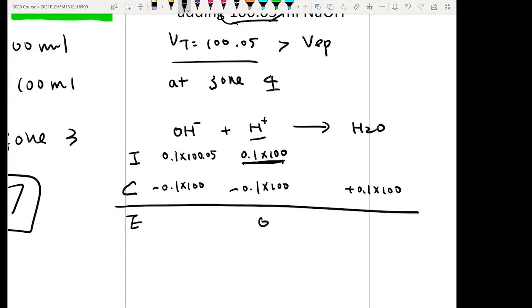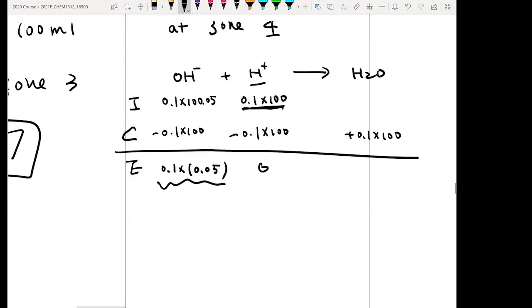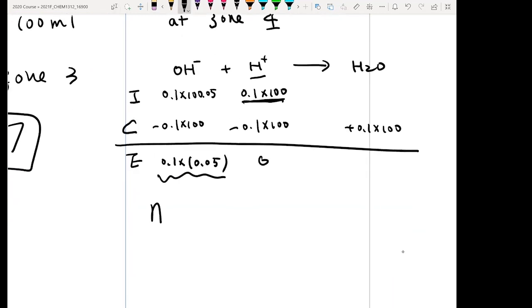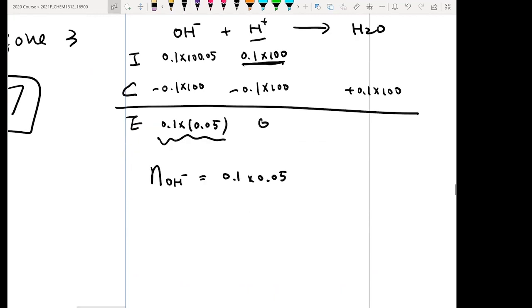For your OH minus, you have 0.1 times 0.05, right? Therefore, the number of moles of your OH minus is simply equal to 0.1 times 0.05. But the thing we care about is the OH minus concentration, right?